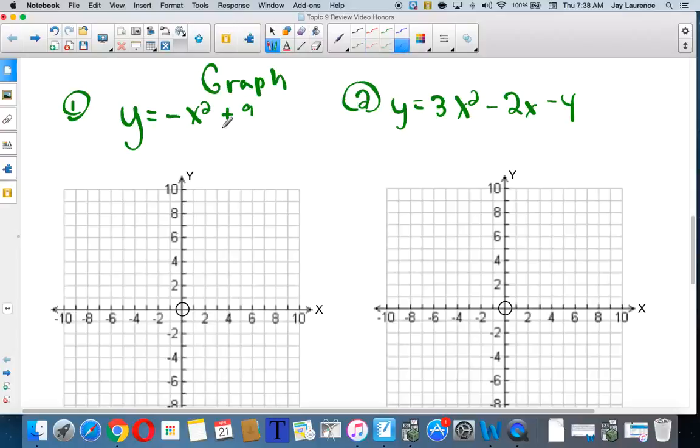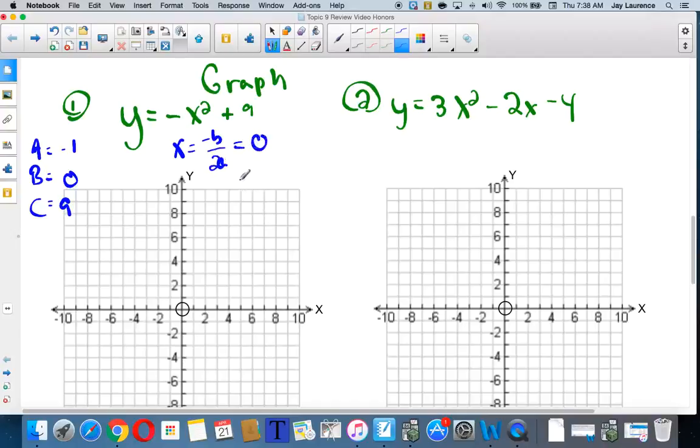All right, first thing I'm going to do is identify A, B, and C. So I'm going to go A, B, C. Easy as -1, 0, 9. And I'm going to go looking for my vertex. So x equals negative of b over 2a. Now since b is 0, I know the x-coordinate of my vertex is going to be 0.